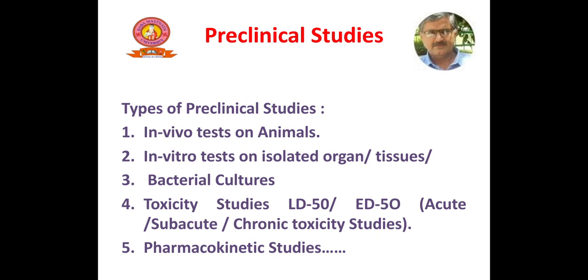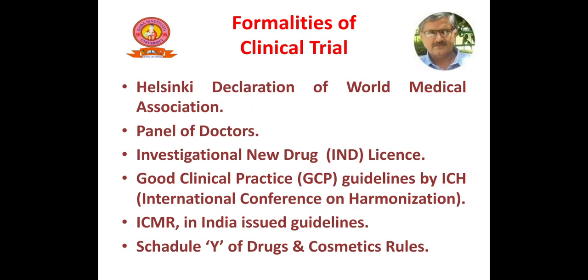Then we do the toxicity studies like LD50, that is lethal dose in 50% of animals, or effective dose in 50%, ED50. And we do the acute, subacute or chronic toxicity studies. Besides this, we also do the pharmacokinetic studies. Many other studies are there, but these are the main important preclinical studies. If reports are okay, then we can start with the clinical trial.